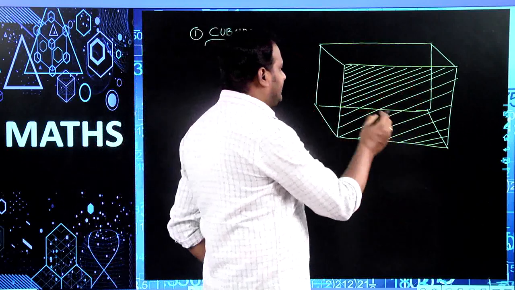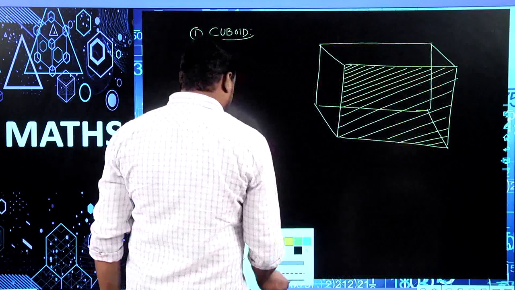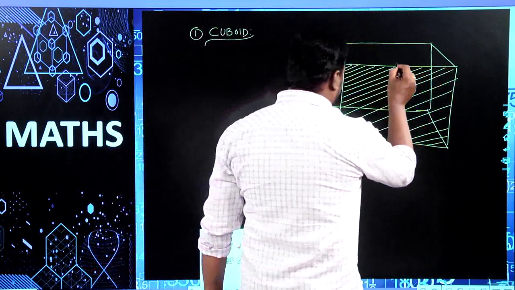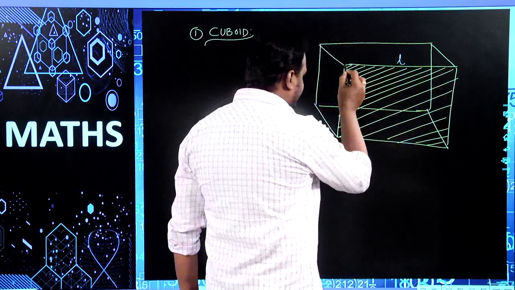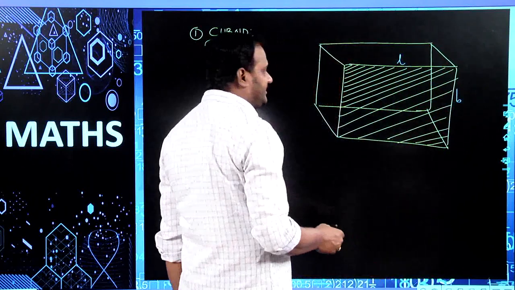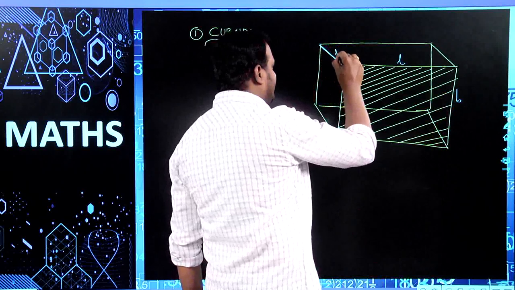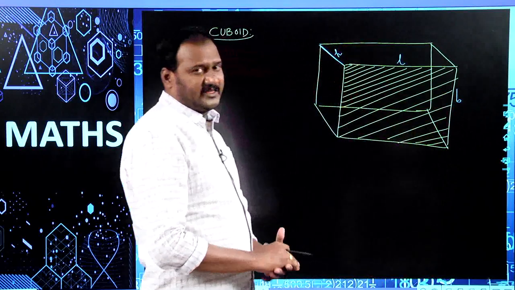Let us consider this entire thing as the length. This entire thing can be considered the breadth. And what about the height? The height or thickness of this is the height. So, let it be h of the cuboid.